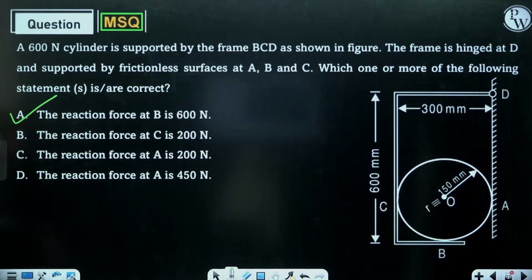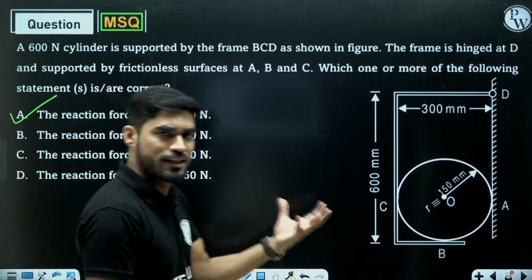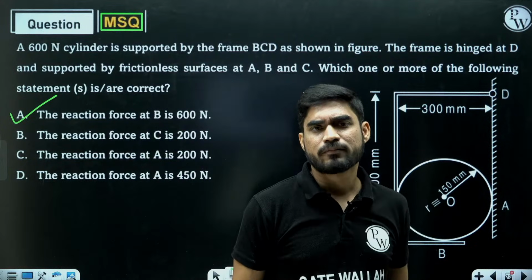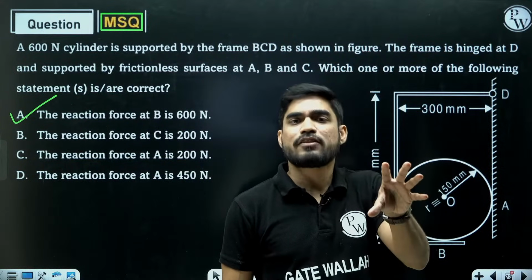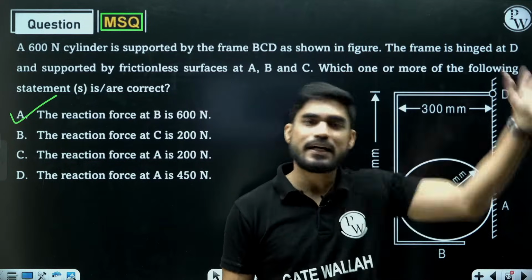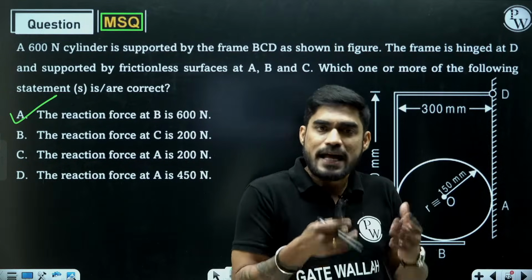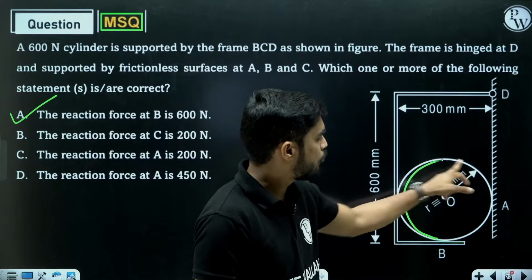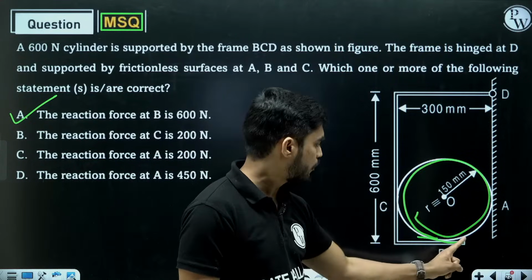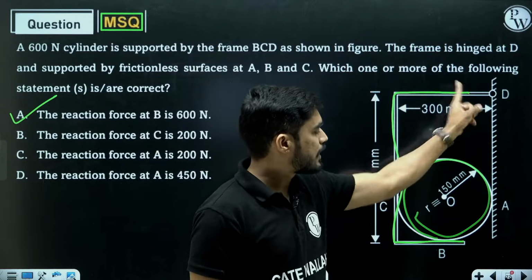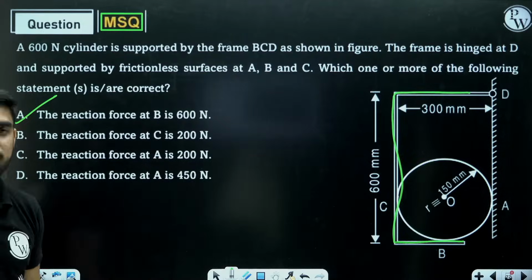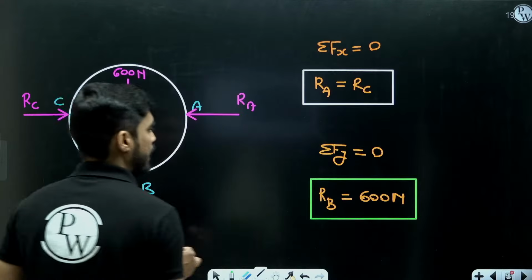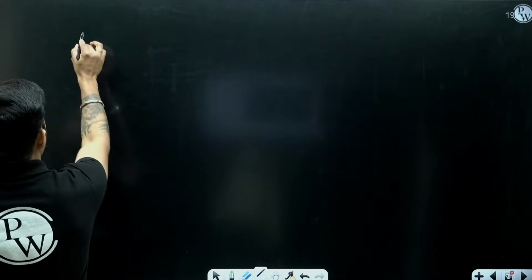You will find these types of questions in statics too, where you have two or three different bodies connected together. If you consider only one of these bodies, you will not be able to solve the entire question. You might have to consider two or three of the bodies. Here, by considering only the cylinder, I will not be able to solve the problem. I will have to consider the FBD of the frame. So let's draw the FBD of the frame.